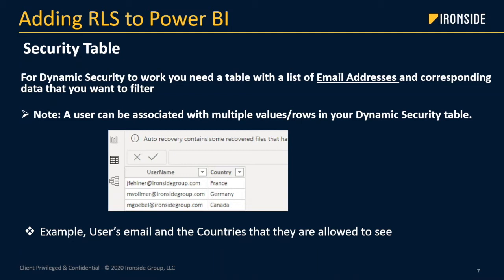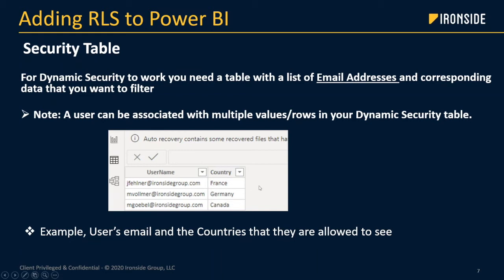So John Fellner, for example, could belong to multiple countries. In this example, we're just doing a one-to-one to keep it simple. But again, you would want a table that has an email address and then a corresponding record or two that tells me what that user should have access to, right? So it's important that you do create this table.